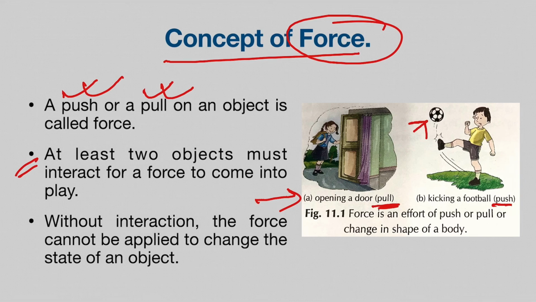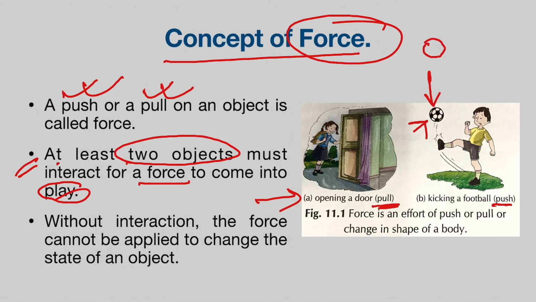Next we have: at least two objects must interact for a force to come into play. Okay, what it means is that, suppose let's take the example of this football. If there is only one object, only this football, and no other object, no one is acting or applying any force on it, then there will be no displacement in its position, right? It will stay stationary, it will stay at the same place.